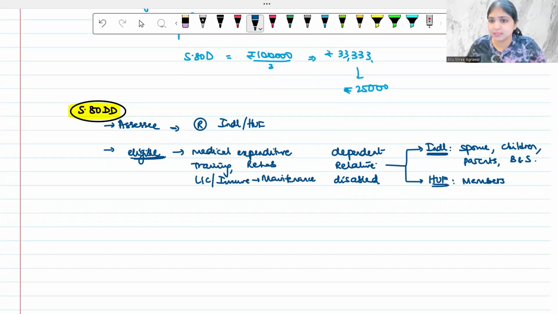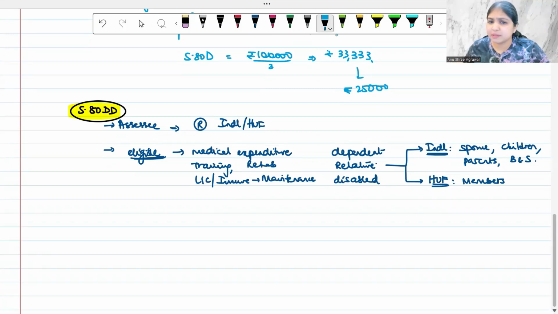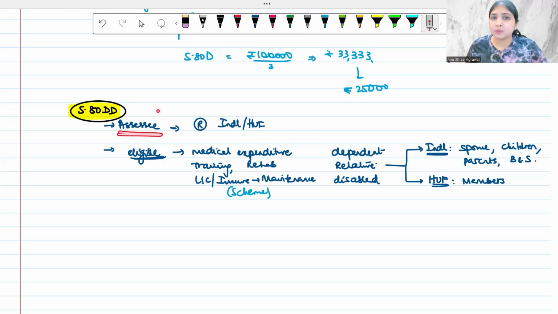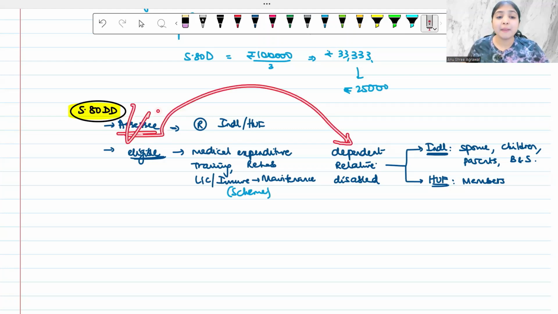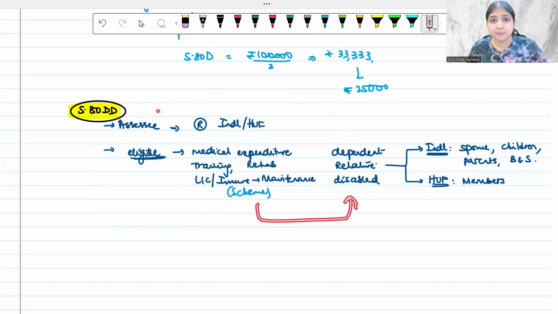I'll tell you what this is. See, payments towards LIC or any other insurer for the maintenance of this dependent disabled, a very, very interesting concept. This is basically a scheme, all right. Under this scheme, the thought process is something like this. The assessee is thinking that while I'm alive, I'm taking care of this disabled relative. But what happens to this disabled relative after my death? So therefore, what the assessee does is, the assessee goes to LIC or any other insurer and takes a specific scheme for the maintenance of this dependent relative.